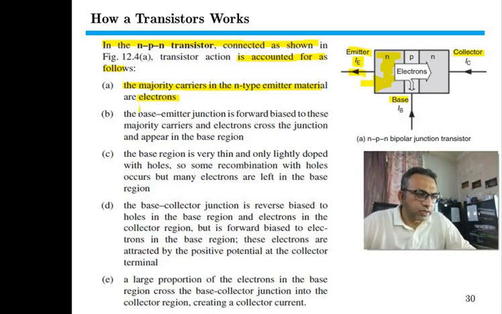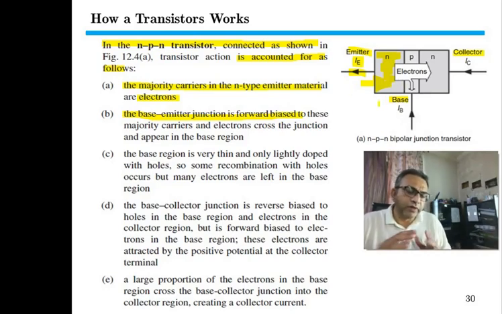Now, in the second point, the base emitter junction is forward biased. The base and the emitter are forward biased. Therefore, we will have a traditional current or a positive current flowing from the base to the emitter, and at the same time we will have electronic current flowing from the emitter to the base.